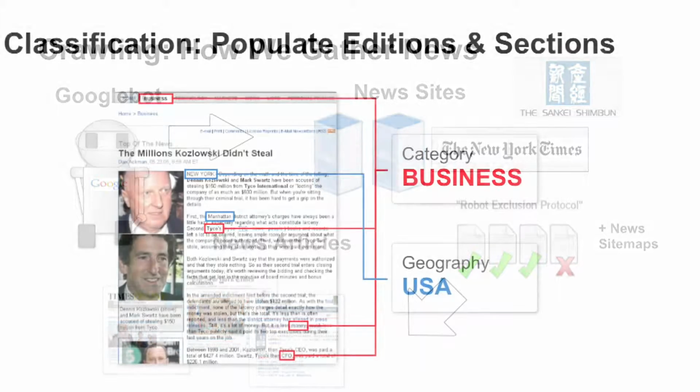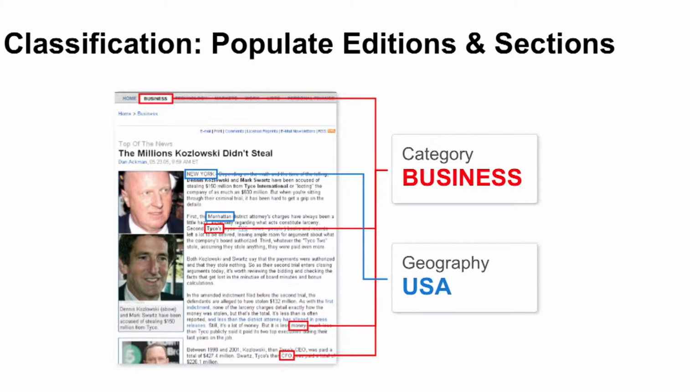So next, we get into that grouping phase. And here's where we have this classification idea. In classification, what we're doing is actually looking at each individual article's contents. So you can see on this article, the millions Kozlowski didn't steal, we actually take out individual words like business, Tyco, money, and CFO, and understand that this article pertains to the section of business. And that's how we populate those different sections in Google News, like business, health, and entertainment.